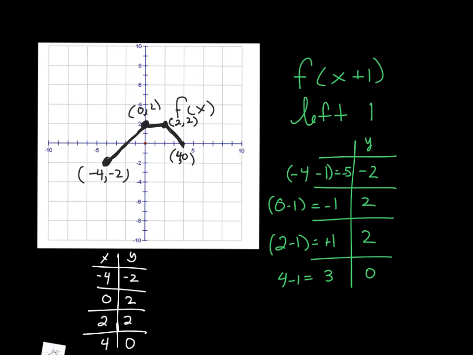Let's go ahead and do those points. That's going to be -5, -2. The next one will be -1, 2. Then finally 1, 2, and 3, 0. So that is what that graph would look like. I can't emphasize enough that whenever the operational change is inside the function, you're doing the opposite of that on the inside.